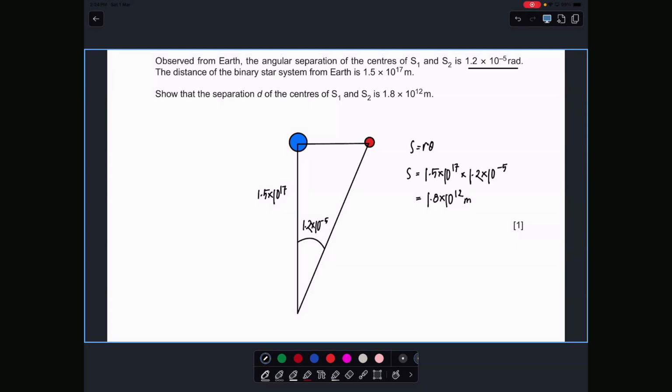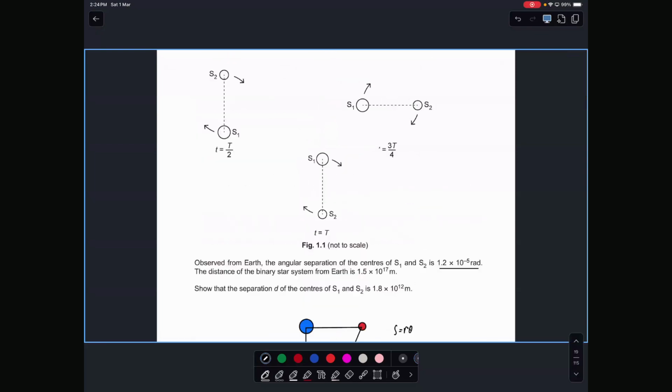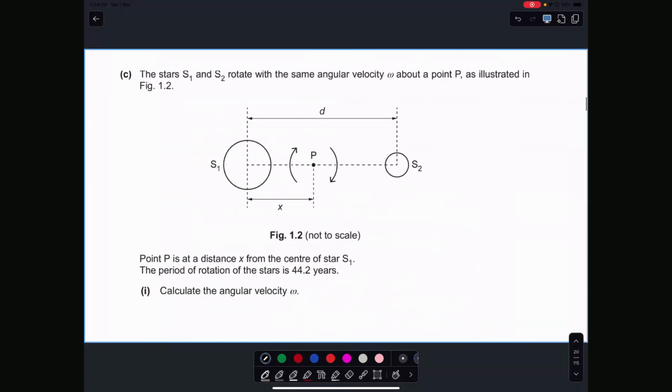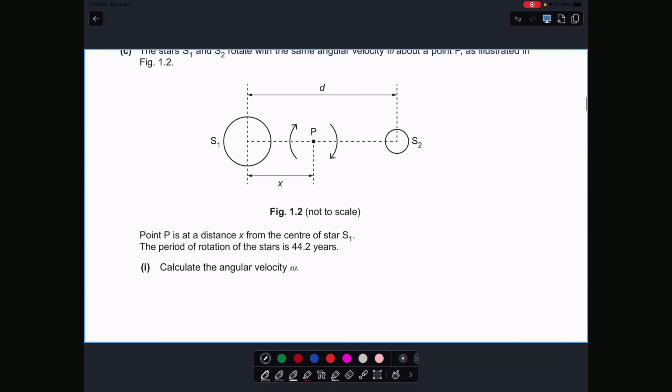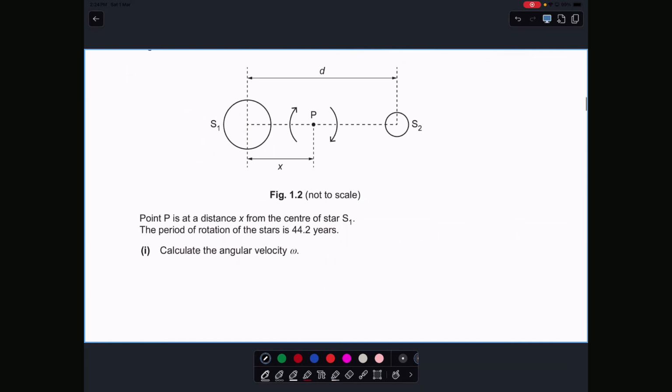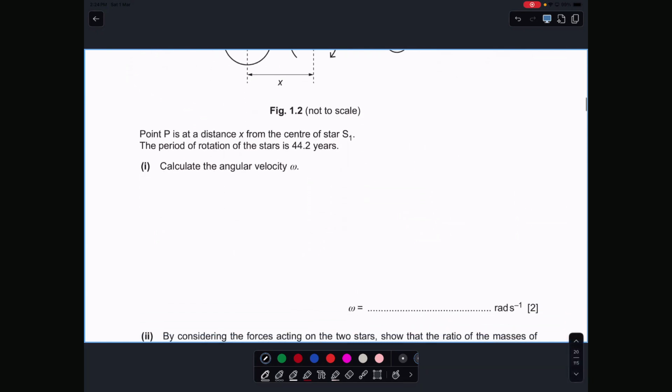I am doing question number 8. Okay, the stars S1 and S2 rotate with the same angular velocity omega about a point P as illustrated here. Point P has a distance of x and everything given here. Calculate the angular velocity omega. Omega equals 2 pi by T.